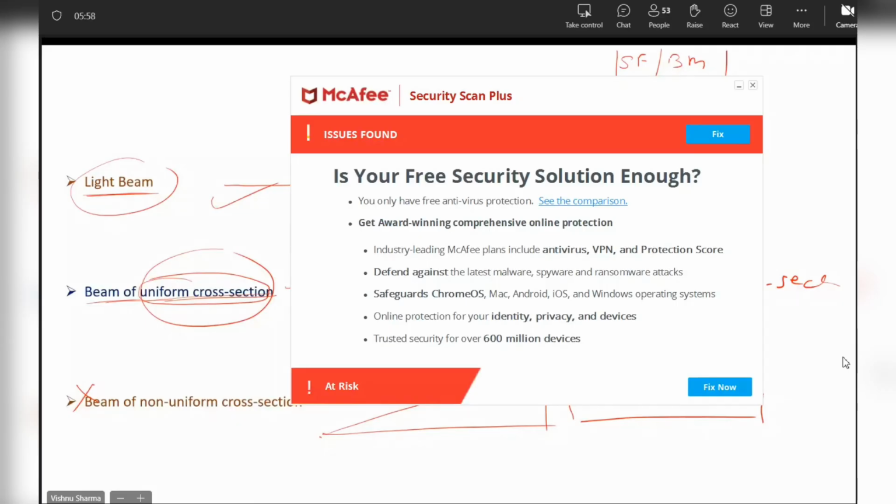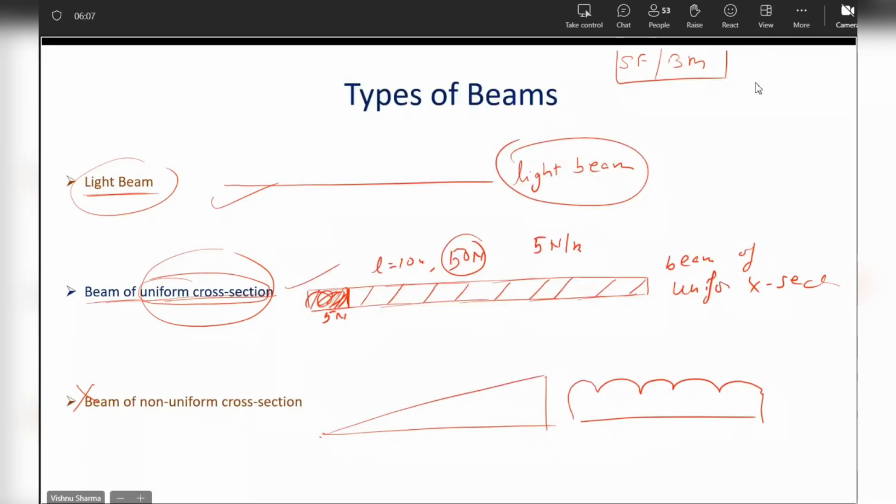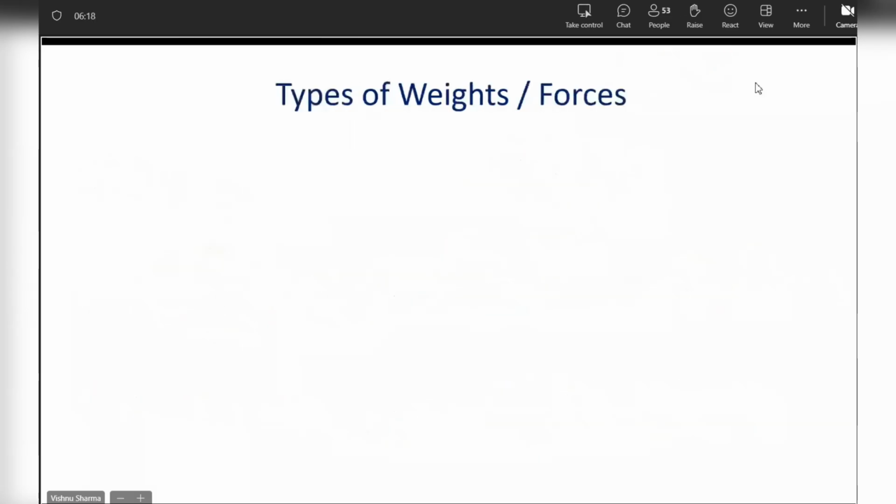Clear, beta? Class clear? Yes, sir. Okay. So don't have any confusion about the weight of a light beam and all that. It has already been accepted that for a light beam, the weight of the beam is negligible. Then some weights or forces will be loaded on the beam, whether it is a light beam or a beam of uniform cross section.